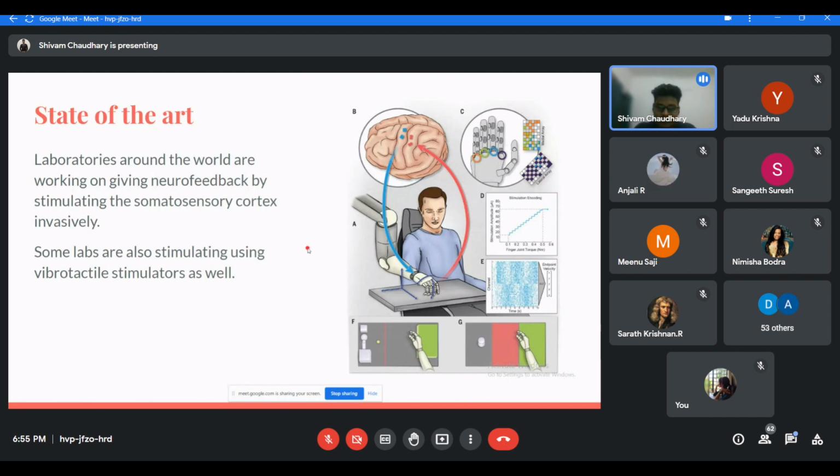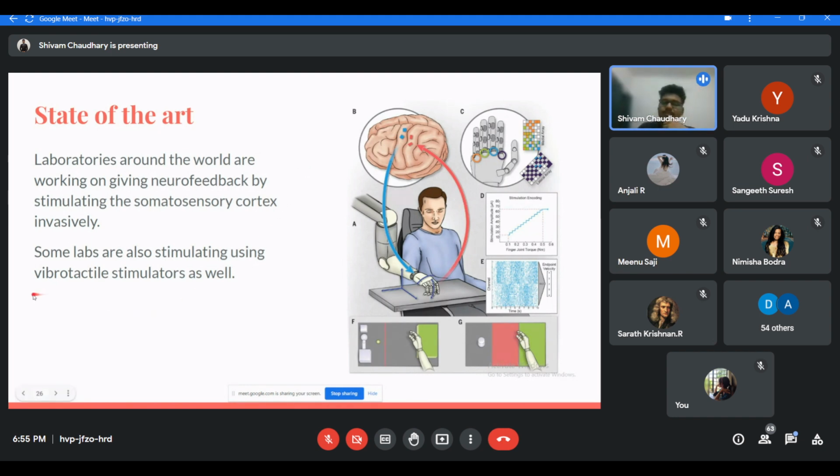As I said, I'm using EEG right now. But in that case, if I don't want to go inside the scalp, inside the skull, then how do I give back the commands? How do I give the touch sensation?